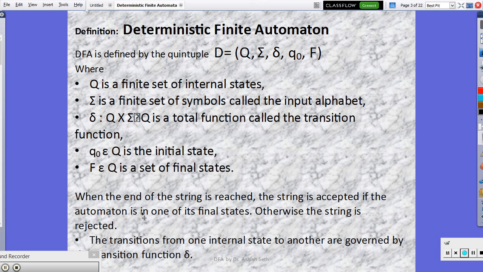So in automata, when the end of the string is reached, the string is said to be accepted. By this, the meaning is, if we take any string that starts from the starting state, following the transitions of the given automata, and if it is able to reach a final state, then that string is said to be accepted. So the transitions from one internal state to the other states in the given automata are defined by the transition function, that is represented by this sign delta.